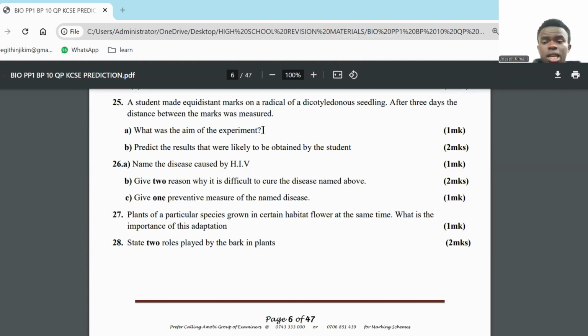Here it's like we are measuring the growth rate of the radicle because obviously we expect the intervals between the respective marks to have increased. So we are checking the growth rate of the radicle. So that's the aim of the experiment, to determine the growth rate of what? The growth rate of the radicle.